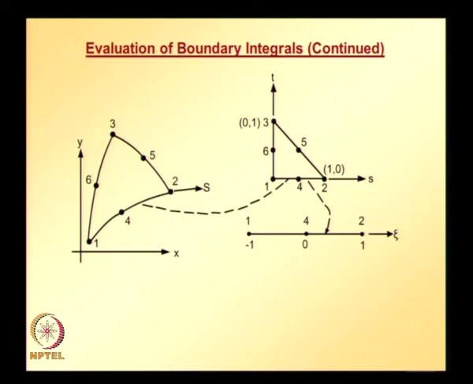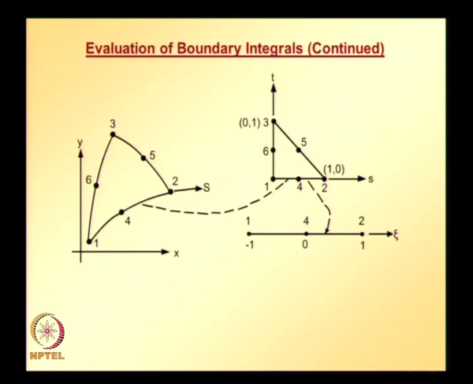and you can easily see that along side 1 4 2 of the parent element t is equal to 0 and s goes from 0 to 1. So, by substituting t is equal to 0 into the shape function vector, we can get the shape function vector along this side 1 4 2. Also please note that when we want to use one dimensional Gaussian quadrature, the limit should be from -1 to 1.